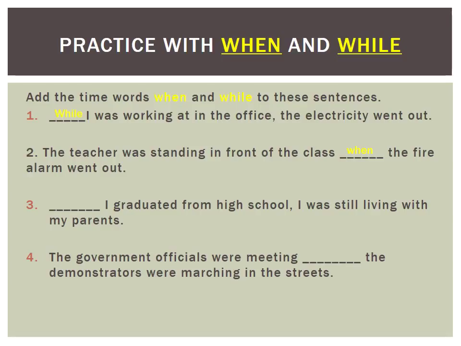Number three, again, when I graduated from high school, I was still living with my parents. When to go with the simple past time. Number four, here we have two past progressives. We're meeting and we're marching, and we use while to show that those things were happening at the same time.